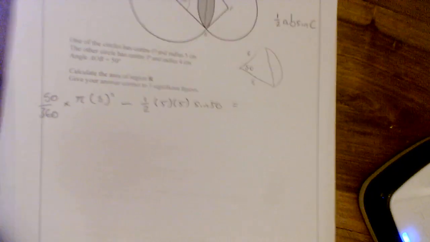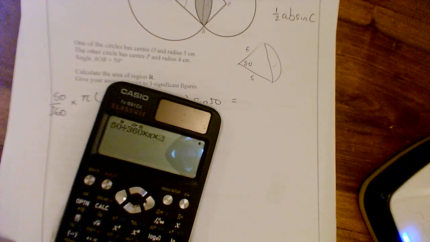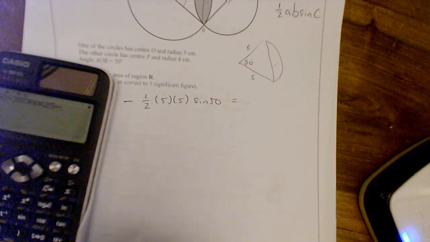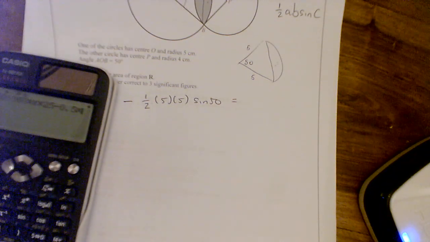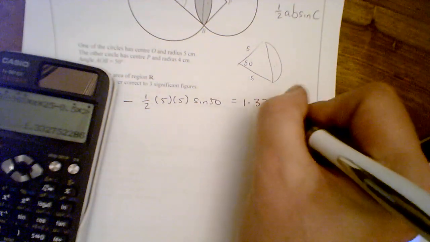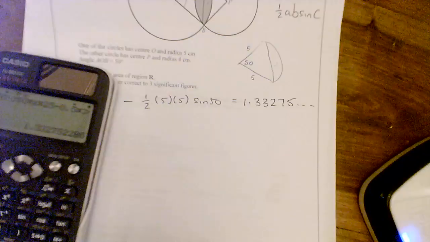So on our calculator, we've got 50 divided by 360 times pi times 5 squared, which is just 25, then take away 0.5 times 25 sine 50, and that turned out to be 1.33275, whatever it's going to be. That's this bit in here.